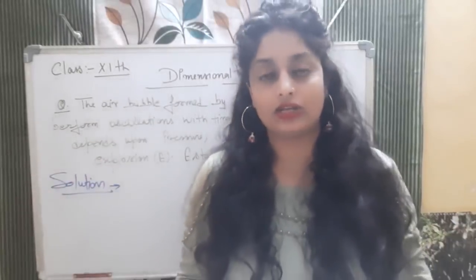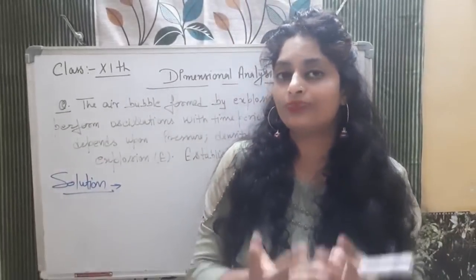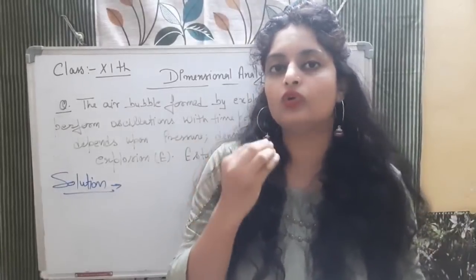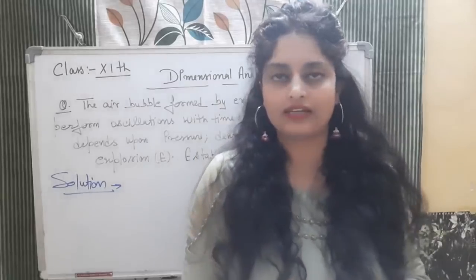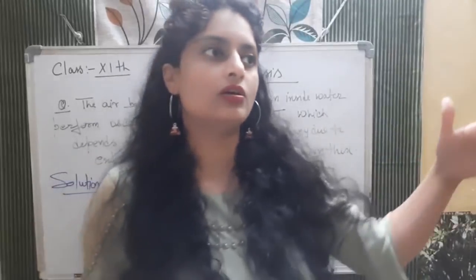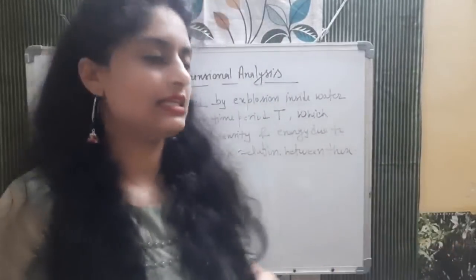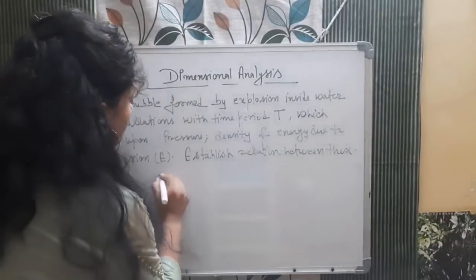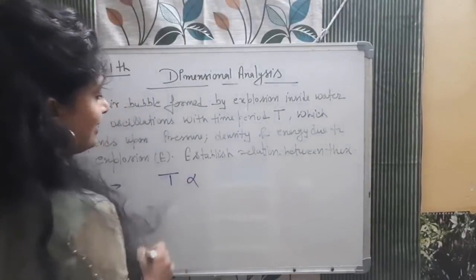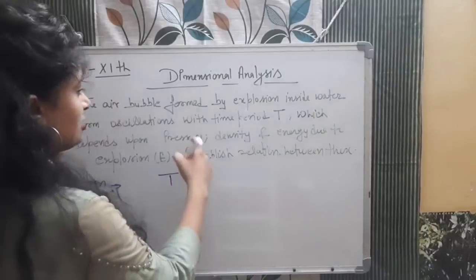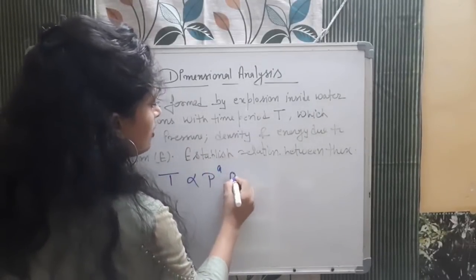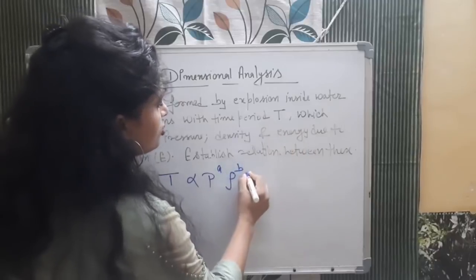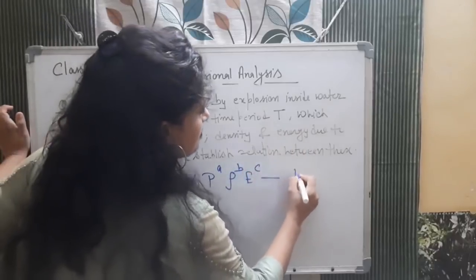Earlier we did these kinds of questions. What we will do? For the physical quantity that we want to calculate, we will see on how many factors it depends, and we will consider that it depends on powers like A, B, C. So how will we write? T, time period, we need to calculate. It is directly proportional to first pressure raised to the power A, second density rho, power B, third energy, power C. This is the main equation.